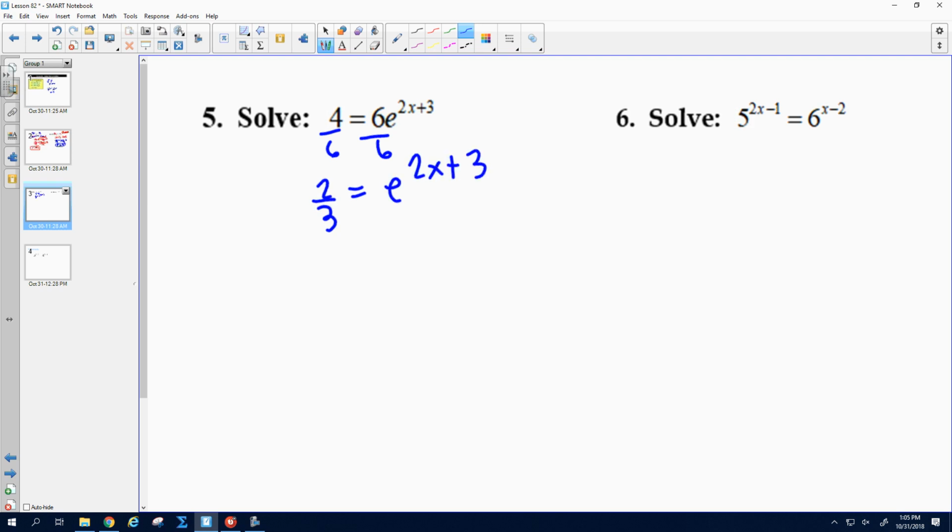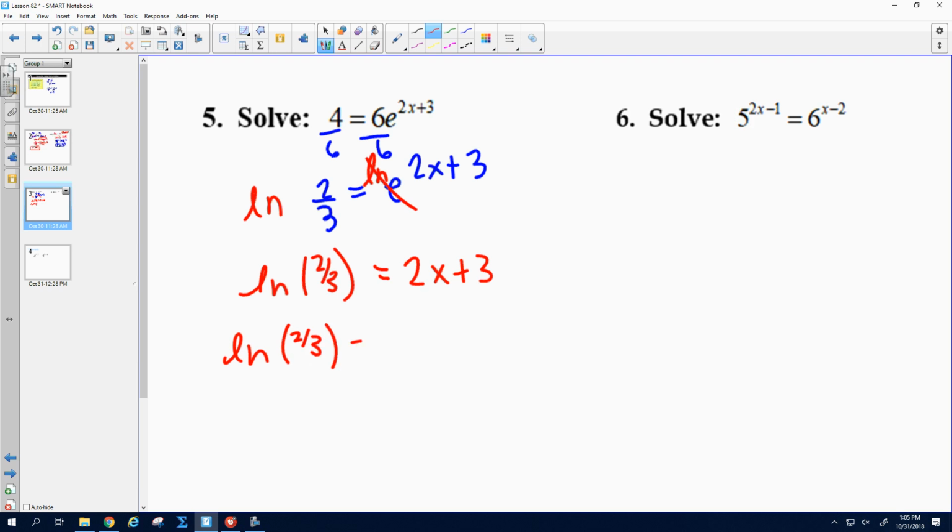All right, and Evan, now what do I do to both sides? Yes, then you take the natural log. So I have the natural log, and you can use parentheses here of 2/3. This cancels, and I have 2x plus 3. Now we just solve algebraically. Stella, what's the next step? Yep, -3. And Aaron, what's the next step? Yep, divide by 2. And then plug that whole thing into your calculator.